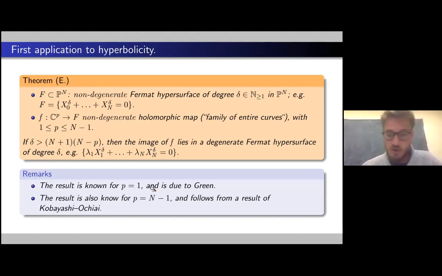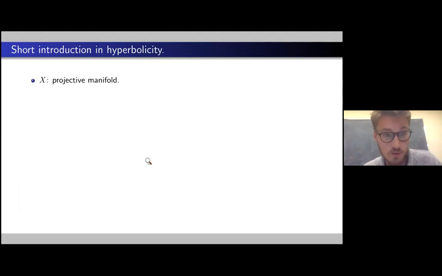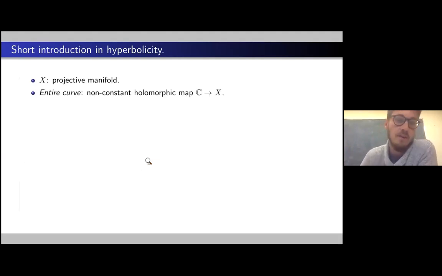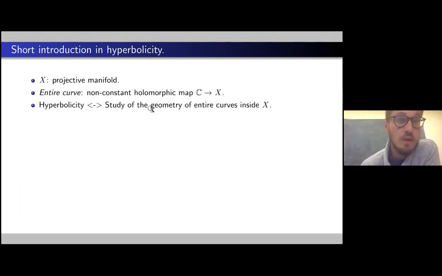Okay, so first, to put the context of this result and be able to give a sketch of proof, I will first give a short introduction to hyperbolicity. So we take X a projective manifold, and by an entire curve, we mean a non-constant holomorphic map from the complex plane to X. And when we talk about hyperbolicity, at least for this talk, we mean that we want to study the geometry of entire curves inside X. So what do we mean exactly by that?